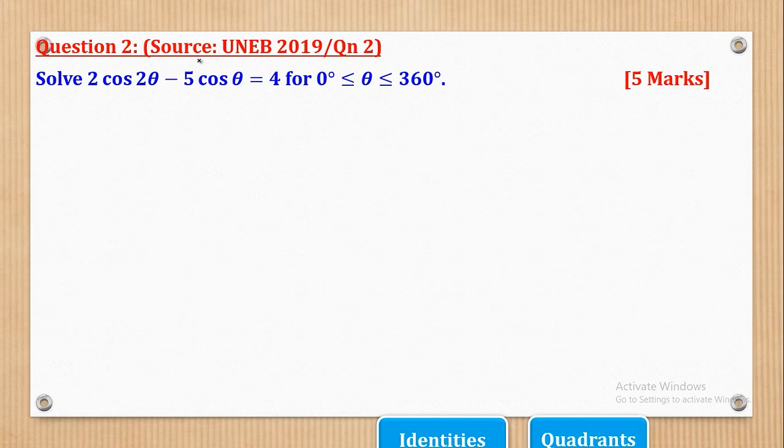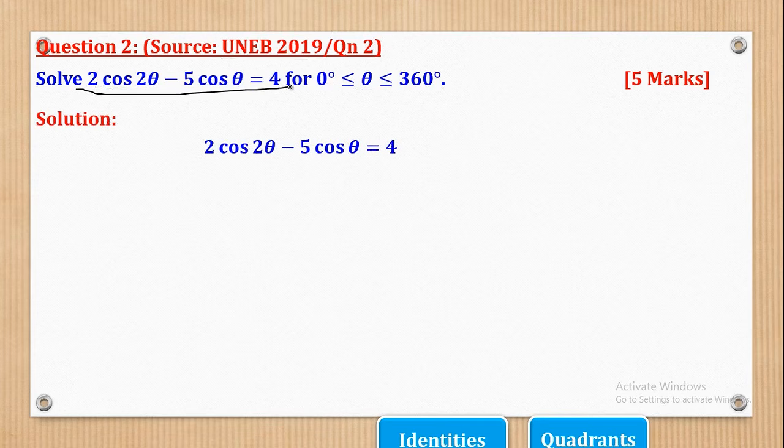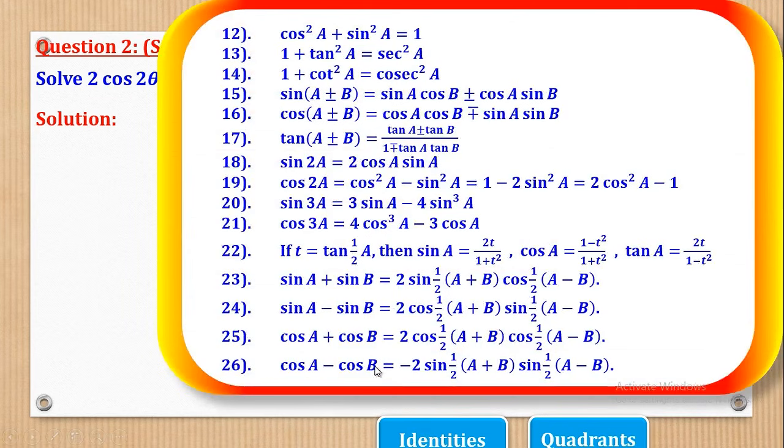Now we shall go to question 2, which came from UNEB 2019, paper 1, question 2, and it says solve this for values of theta ranging from 0 to 360 degrees. So first we are going to write this equation. Then next is to realize that this is 2 theta and this is theta. Our aim is to get a quadratic, so we are going to go back in our identities and look for one which can express cos 2 theta in terms of cos squared theta.